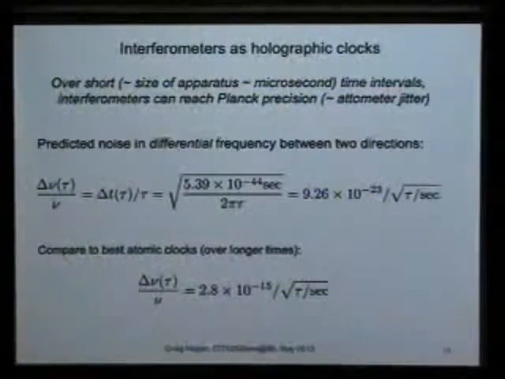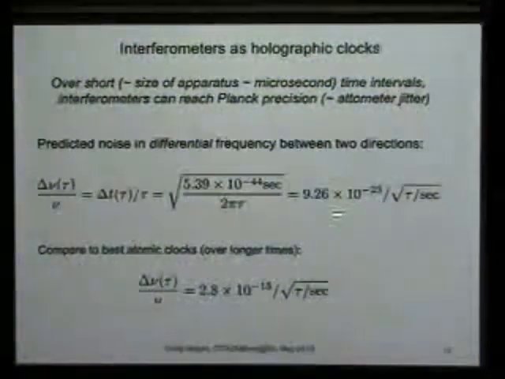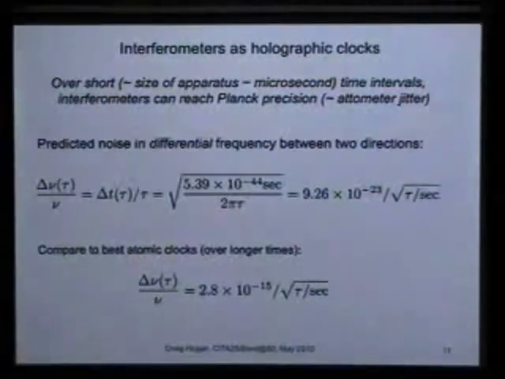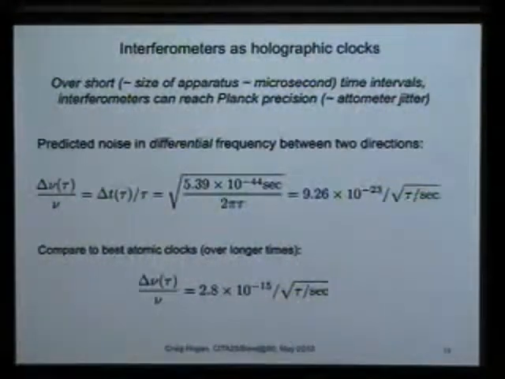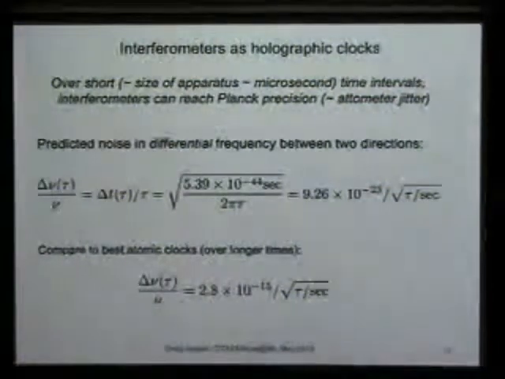And it's given by, if you have a Planck frequency limit or Planck random walk, you get this kind of number for that bridge, for the delta frequency, or frequency of delta time over time after, say, a second. This is the fractional difference in the rate of the clocks. And this is what you can actually reach with interferometer technology, as I'll tell you in a minute.